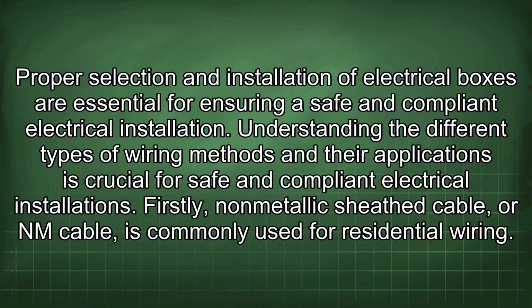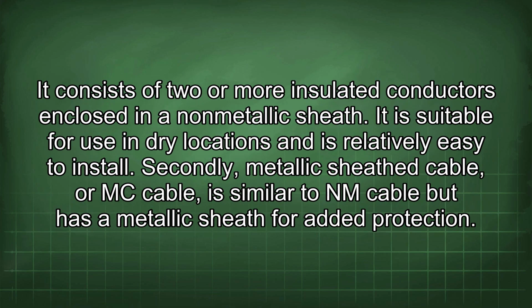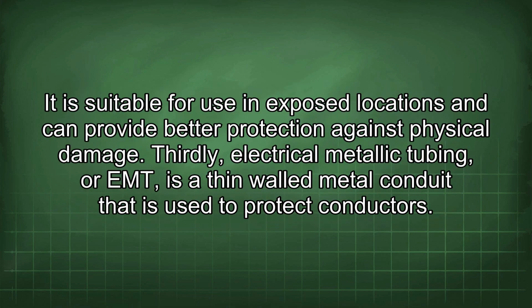Firstly, non-metallic sheath cable, or NM cable, is commonly used for residential wiring. It consists of two or more insulated conductors enclosed in a non-metallic sheath. It is suitable for use in dry locations and is relatively easy to install. Secondly, metallic sheath cable, or MC cable, is similar to NM cable but has a metallic sheath for added protection. It is suitable for use in exposed locations and can provide better protection against physical damage.